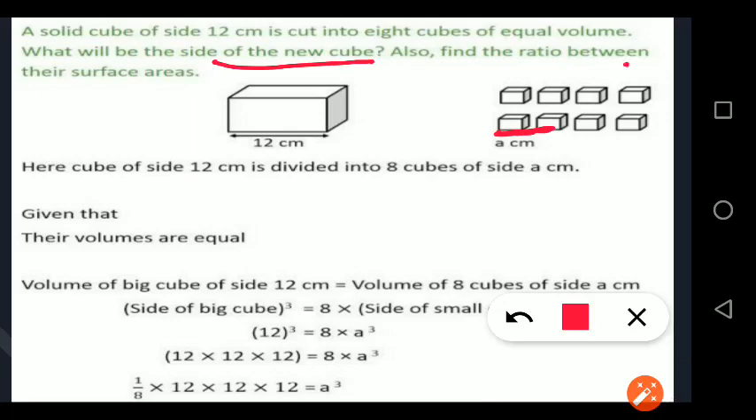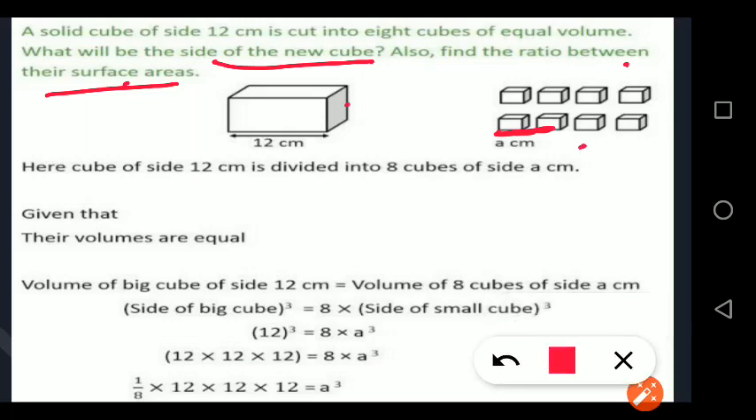Also find the ratio between their surface areas. So we have to find out the ratio of surface area of the big cube to surface area of the small cube. What did you say? Easy. Okay, let's see.